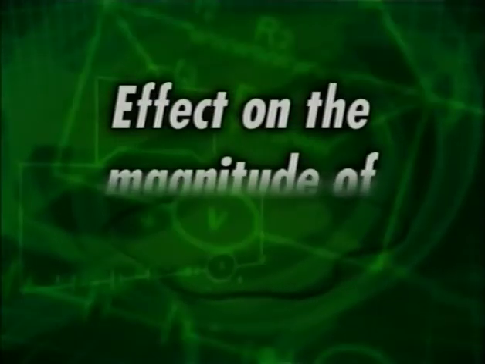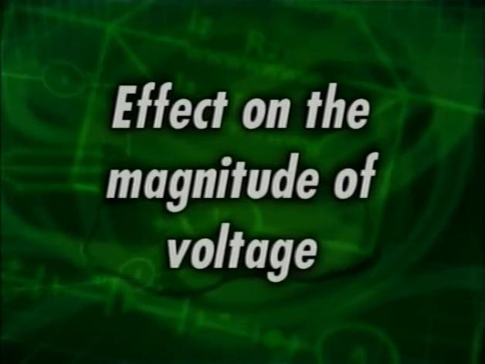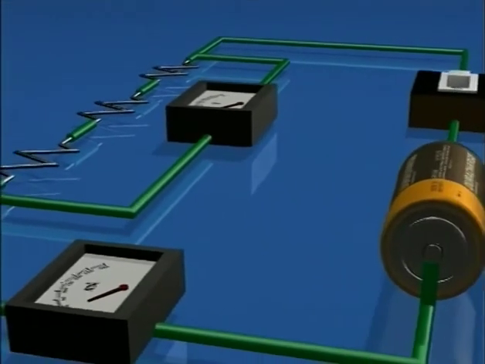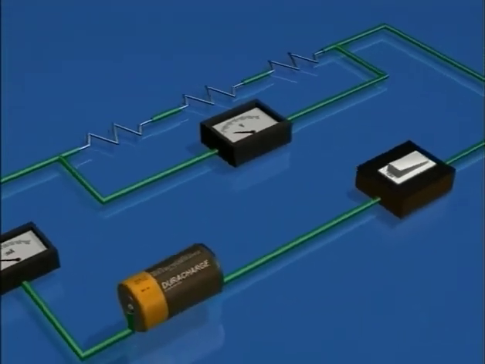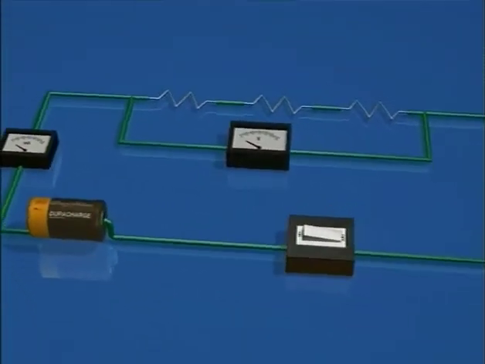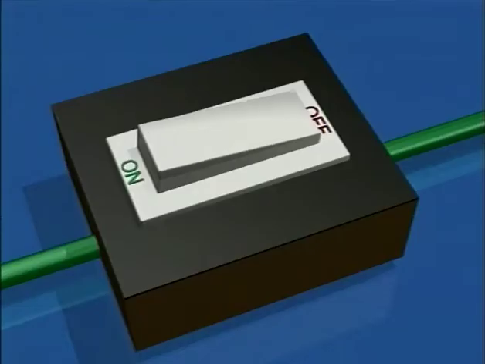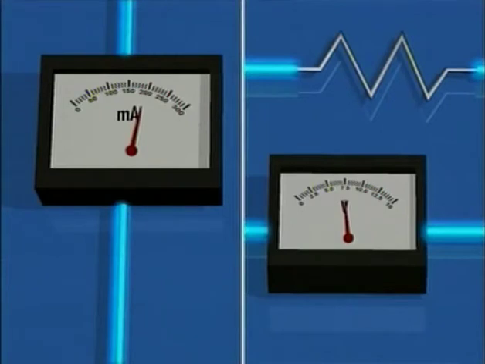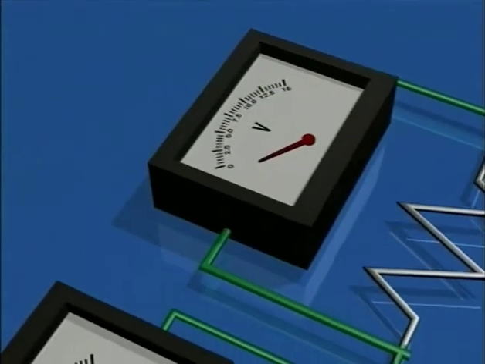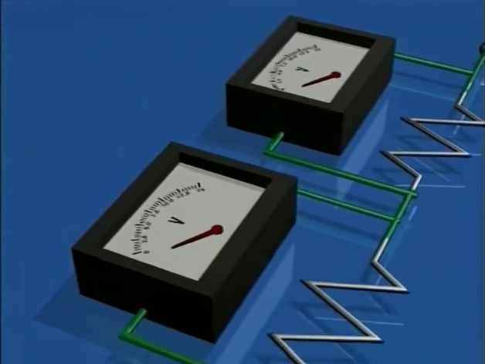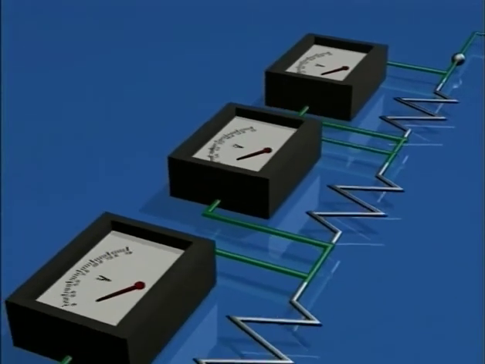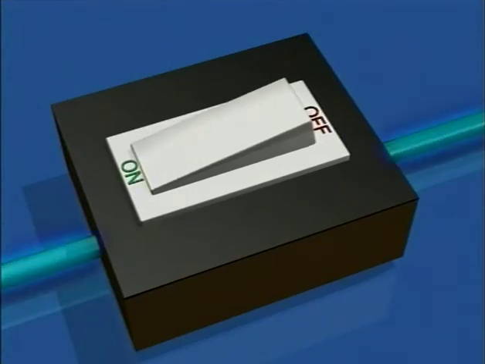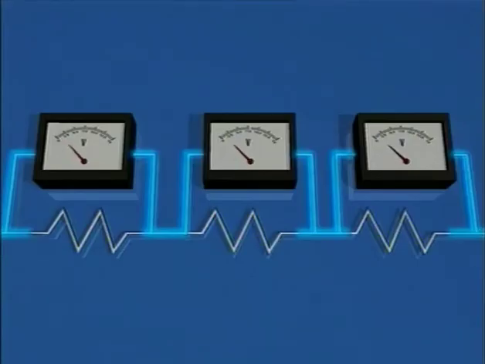Effect on the magnitude of voltage. Connect the circuit. Insert a voltmeter across the ends X and Y. Plug the key and note the voltmeter reading. Now, insert the voltmeter across the ends of each resistor successively. Plug the key and note the voltmeter reading each time.